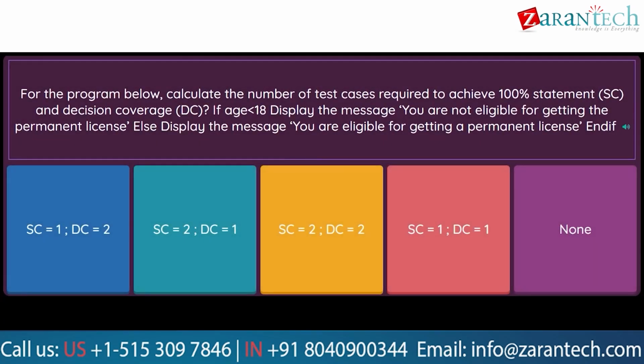Question: for the program below, calculate the number of test cases required to achieve 100% statement coverage (SC) and decision coverage (DC). If age < 18, display the message "You are not eligible for getting the permanent license", else display the message "You are eligible for getting a permanent license", end if.